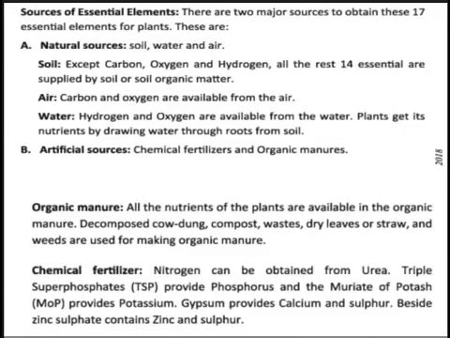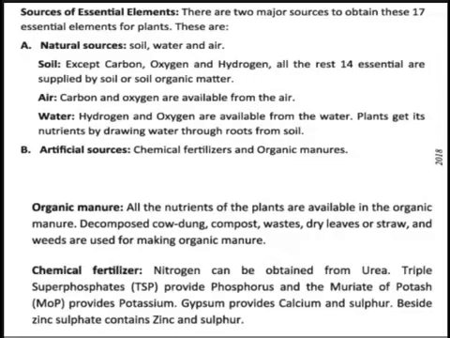There are two types of sources: one is natural sources, another one is artificial sources. Natural sources we can get from three sources: one is the soil, another is the water, another one is air. Except carbon, oxygen and hydrogen, all the rest of the 14 essential elements are supplied by the soil and soil organic matter. That means we will get from the soil 14 essential elements except carbon, oxygen and hydrogen.